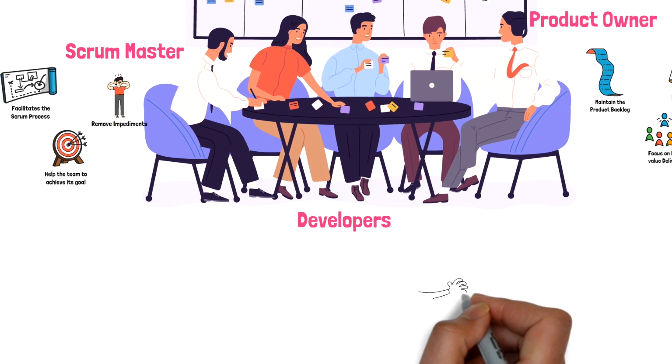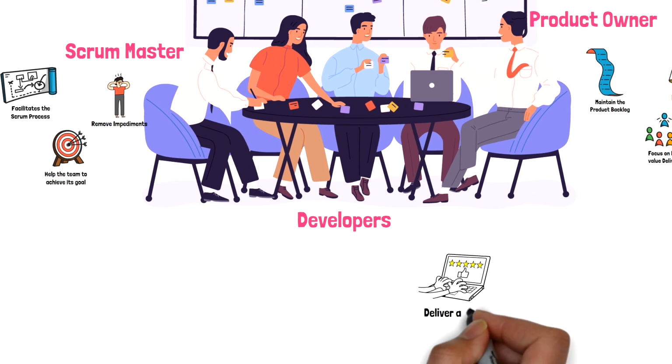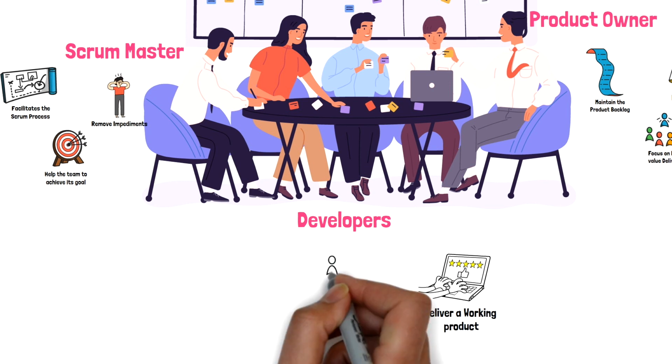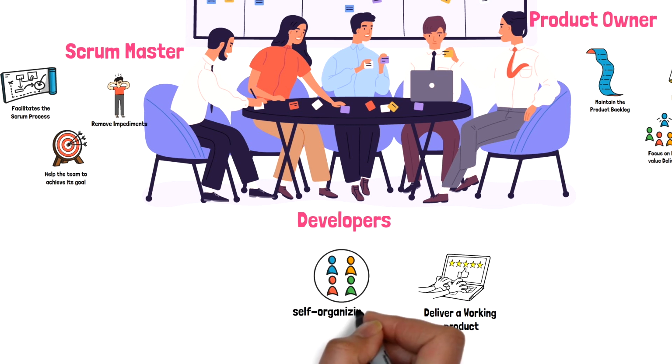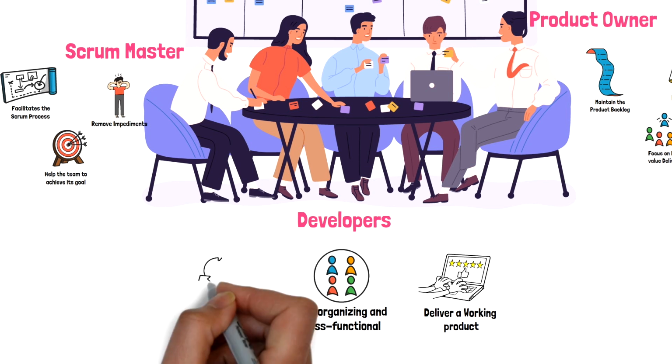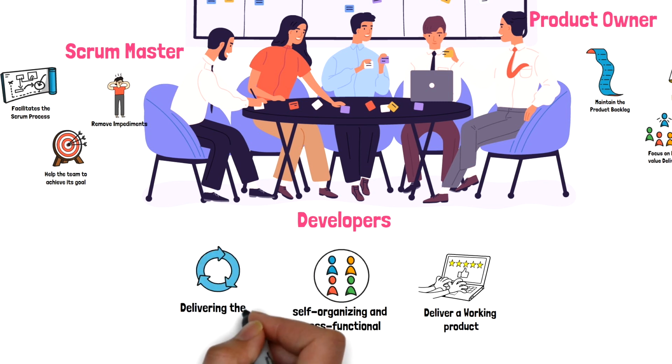Developers. In the Scrum team, developers are individuals dedicated to producing a functional increment in each sprint. The team is self-organizing and cross-functional, meaning that it has all of the skills necessary to deliver the product. The team works together to plan and execute sprints, and they are responsible for delivering the product backlog items that they committed to in the sprint planning meeting.